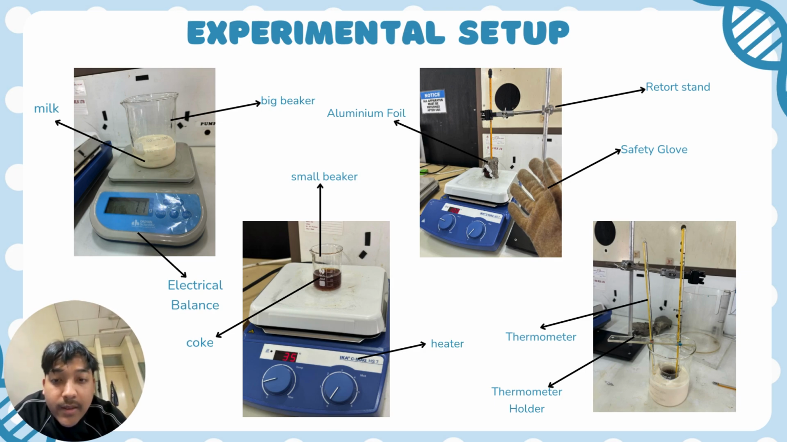For the experimental setup, we have our cold substance, which is milk, and we use a big beaker for the milk, and we use an electrical balance. For our hot substance, we use coke and a small beaker, heater, and aluminum foil to reduce the heat loss. We use a retort stand for the thermometer, and safety gloves for safety, a thermometer and a thermometer holder.